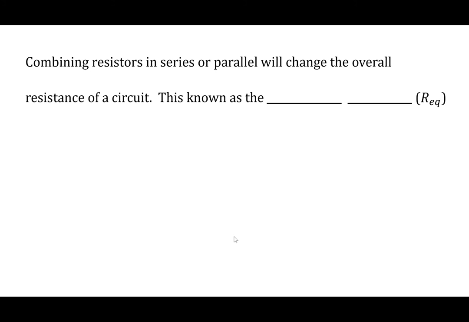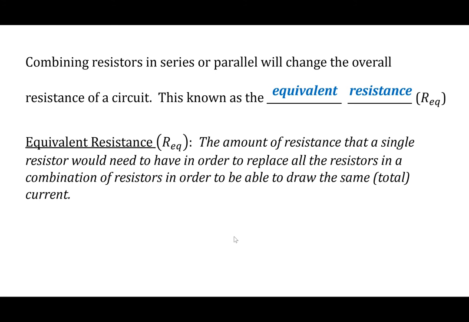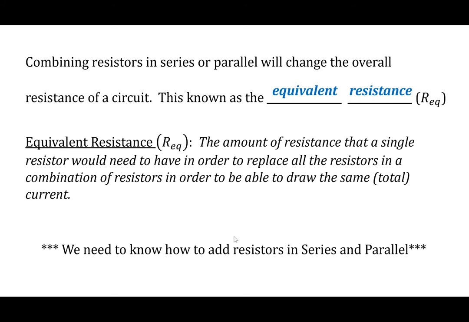Now, when we combine resistors, what we're going to do is basically treat it as if we're replacing them with a single resistor, and that single resistance is known as the equivalent resistance. You've got the definition here, and the idea is just that we want to replace all of the resistors in a specific area or in the entire circuit with a single resistor that will draw the same total current from the battery.